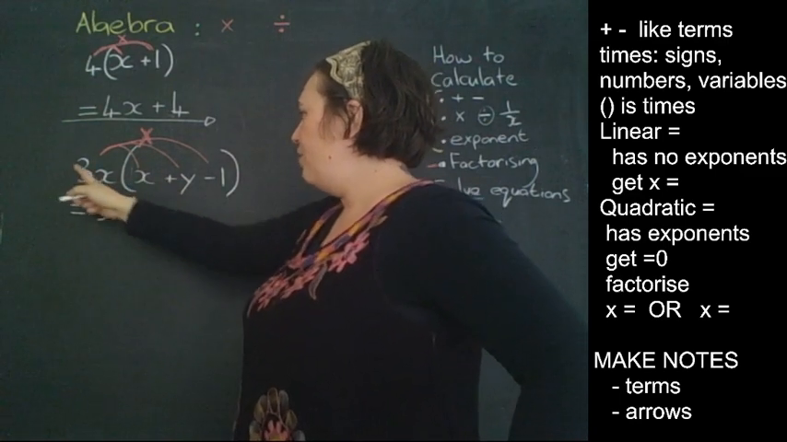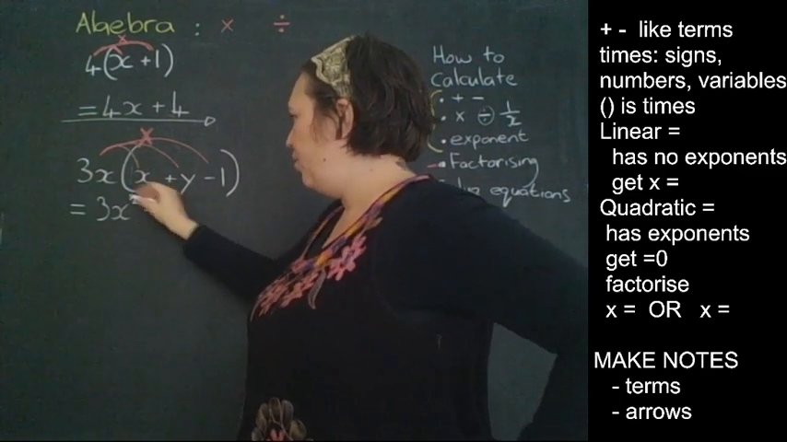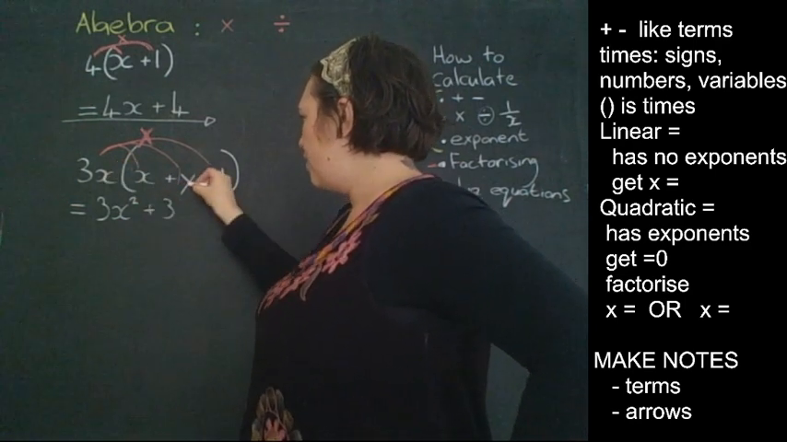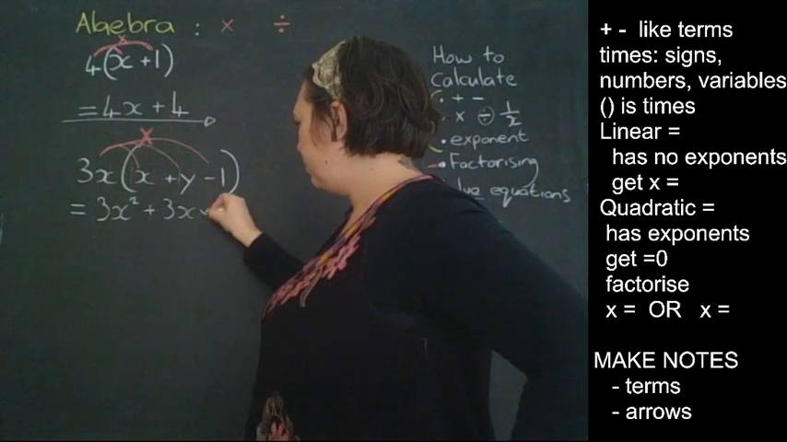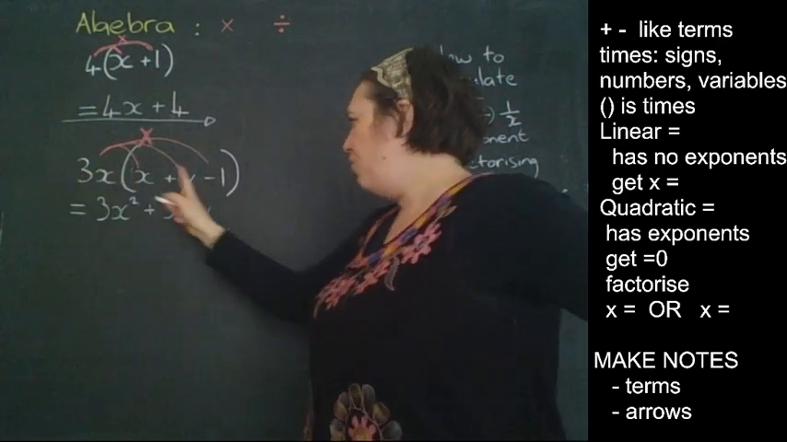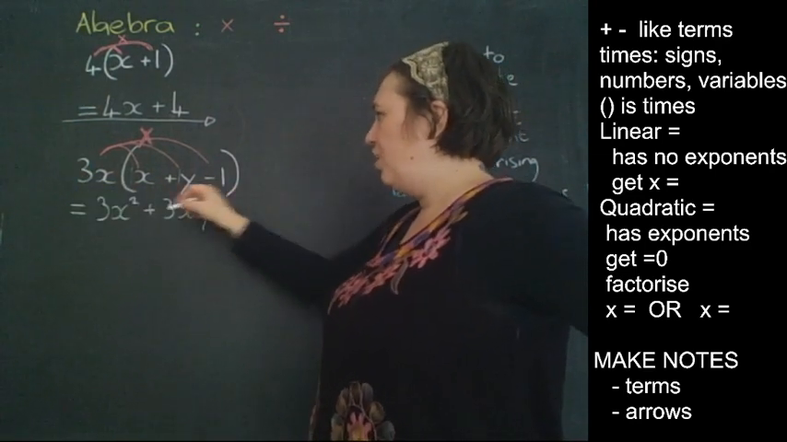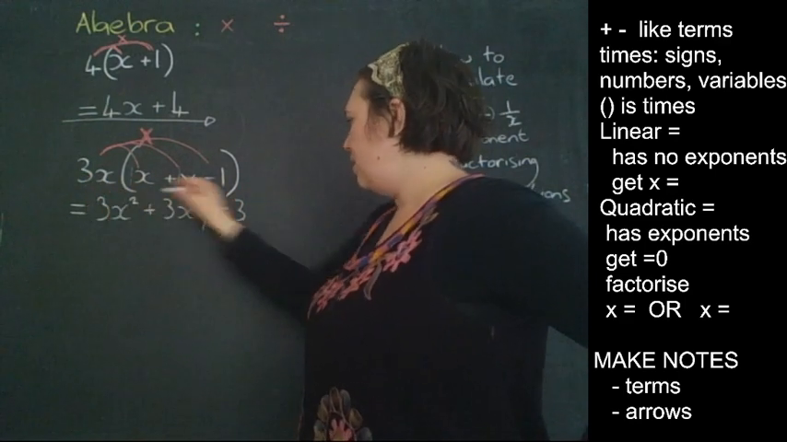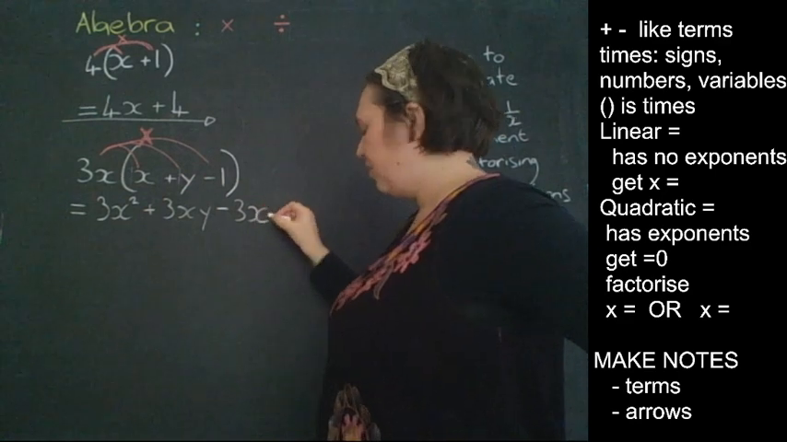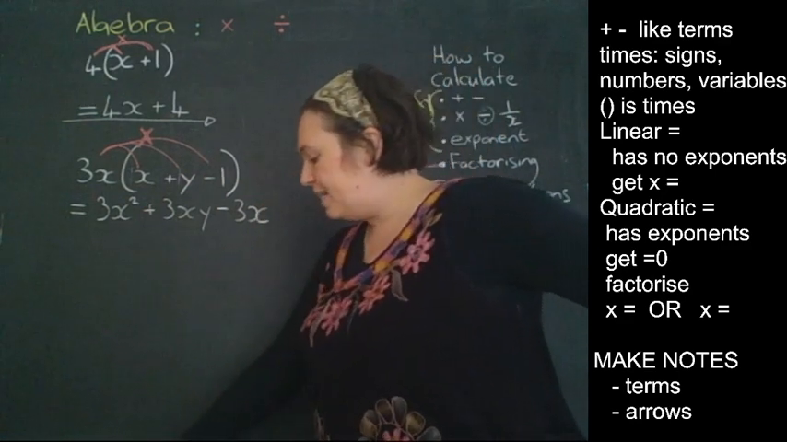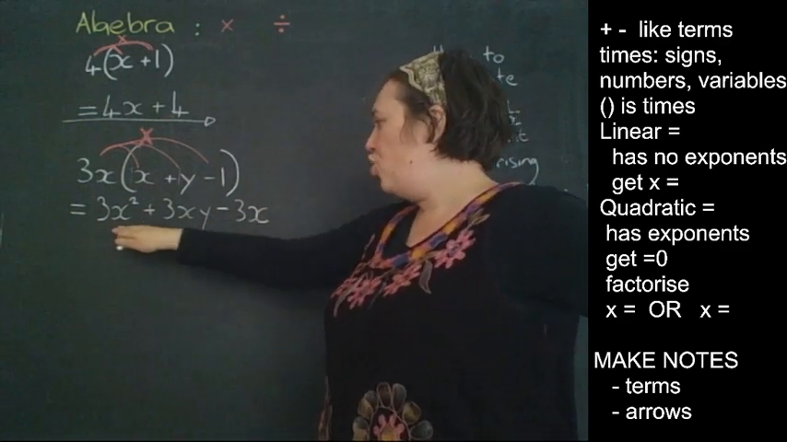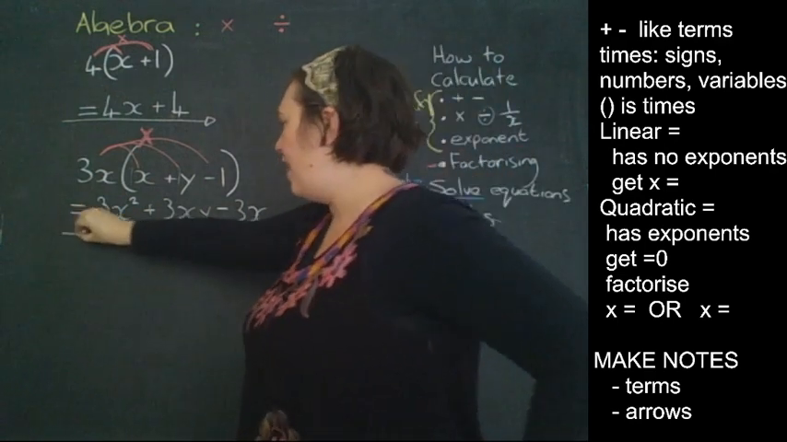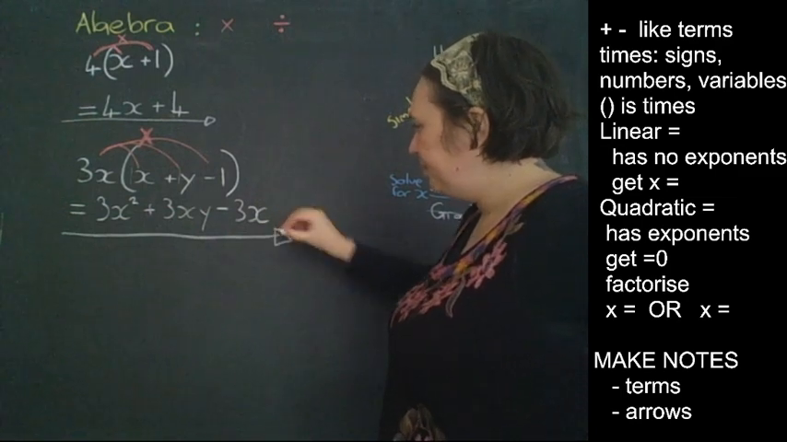We've got positive and positive stays positive. 3 times 1 is 3, and x, y. Positive and negative is negative. 3 times 1 is 3, and we still have the x. Okay, now we have a look and see, are there any like terms that we can add? Nope, there isn't. So that is our answer. Done.